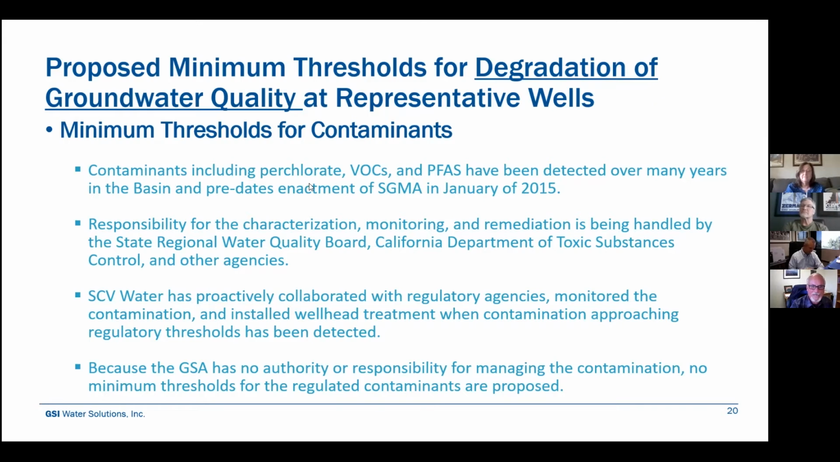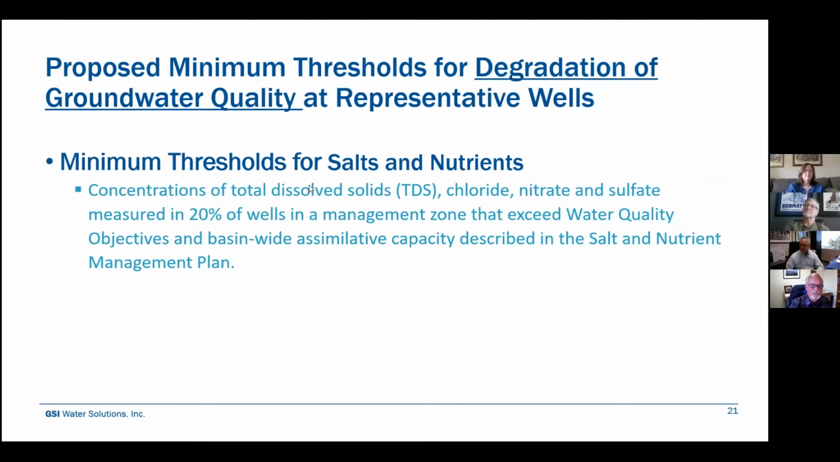Now, notice that I'm speaking about contaminants. We have another set of constituents to be concerned about. They're called salts or nutrients. These dissolved minerals, these dissolved solids, are chloride, nitrate, and sulfate. We are concerned about increasing concentrations of those constituents impacting beneficial uses. And so we've set our minimum threshold at 20% of the wells measured that exceed water quality objectives in the basin, or exceed the basin-wide assimilative capacity described in the salt and nutrient management plan. And that's for protection of not only drinking water, but also agricultural beneficial uses and domestic and private well uses.